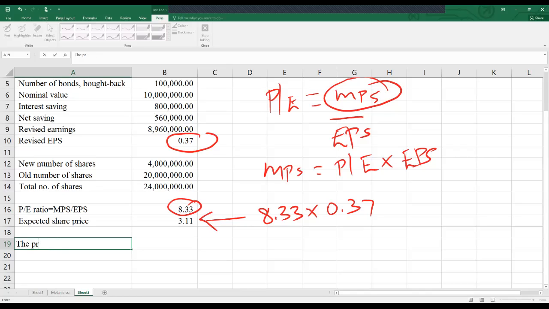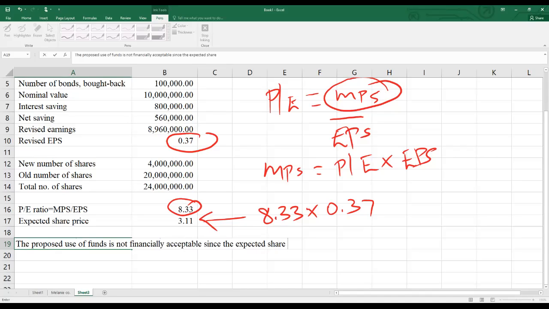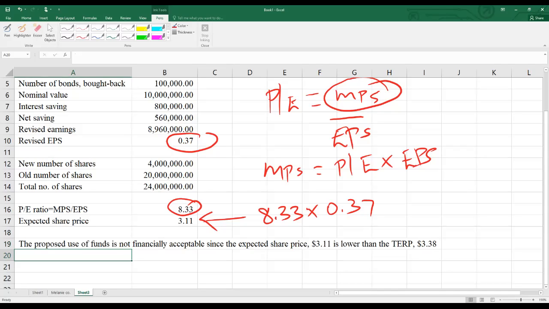Therefore, we comment: the proposed use of funds is not financially acceptable, since the expected share price of 3.11 is lower than the theoretical ex-rights share price of 3.38. Clear?